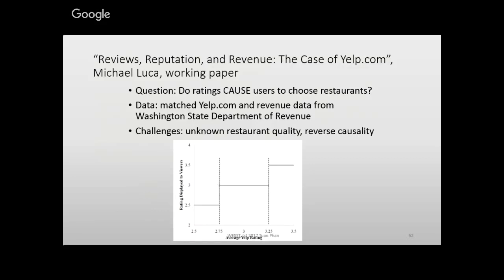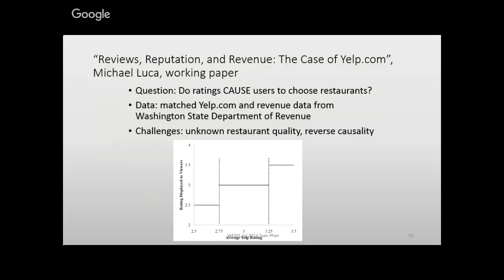So this is what they see. Okay, this should actually be sales, and these are the ratings, right? And so if there was no effect, you would see a linear slope. It says, okay, a 3.3 book really has 3.3 equivalent of sales. Okay, but what you see instead are these jumps. So this is 2.5, 2.75, 3, 3.25.